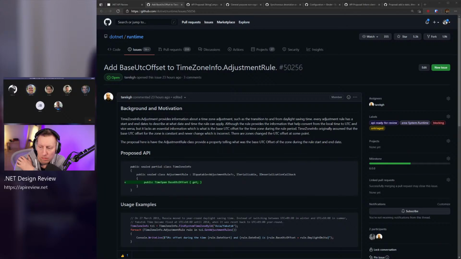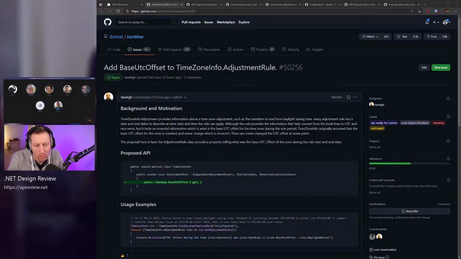Do note that the base UTC offset is not the same as the offset that's in effect. We have a method for that on TimeZoneInfo already called GetUtcOffset. It is the base for the rule, and the rule already has a DaylightDelta property, so you would still have to add them together to get the actual one in effect. And then, like today, people use TimeZoneInfo.BaseUtcOffset plus the AdjustmentRule.DaylightDelta, right? They would switch to use AdjustmentRule.BaseUtcOffset plus DaylightDelta. Yeah, the problem by using the way they have it today is that they can't take into account the differences in the base offset over time.